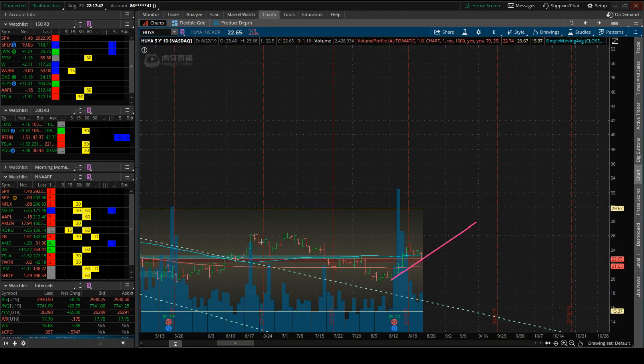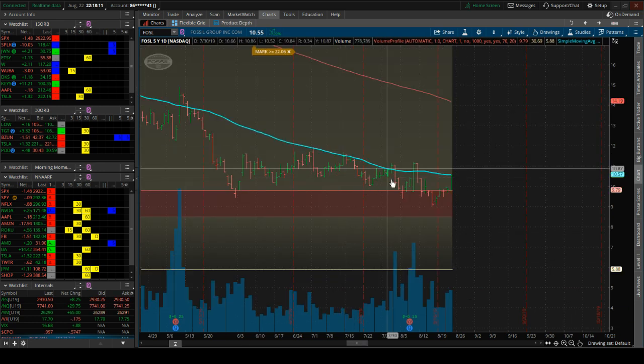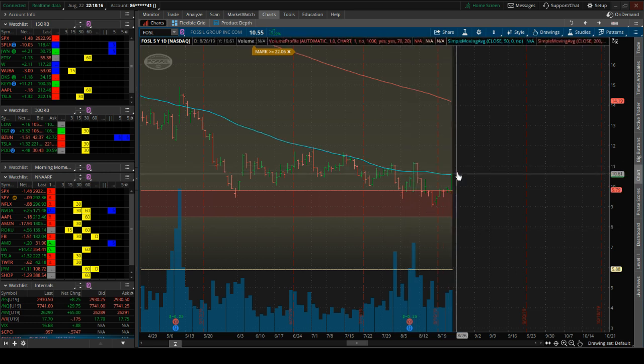And then Fossil, you said a call on Fossil. So Fossil, maybe. It is a 50 moving average, bounces off of it. So just be careful. Even here, it pushed it and then came back down. It might push it again and come back down. It is starting to compress here, so there is a possibility, but I wouldn't even mess with this thing personally.